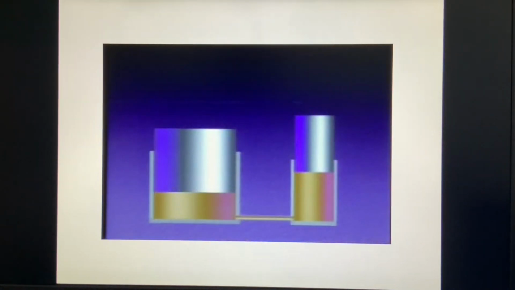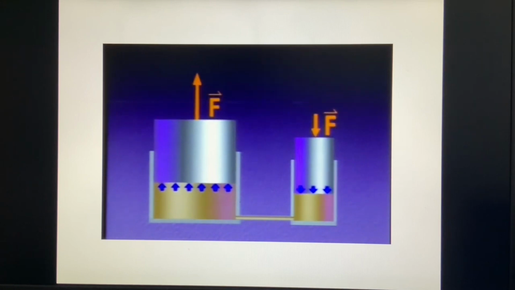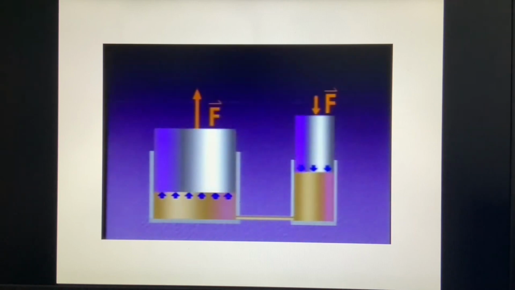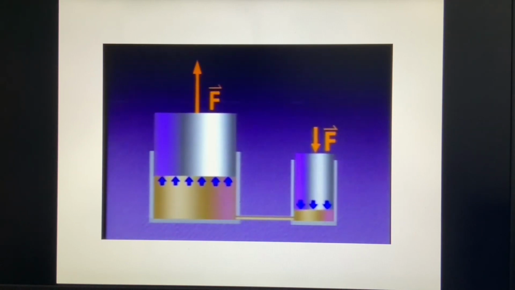This animation shows how it works. Two oil-filled cylinders with different diameters are connected by a tube. Each cylinder has a tightly fitting piston. Pressing down on the lever moves the small piston down, increasing the pressure in the oil. The increased pressure acts on the larger surface area of the second piston, pushing it up with a force that is larger than the downward force on the small piston.